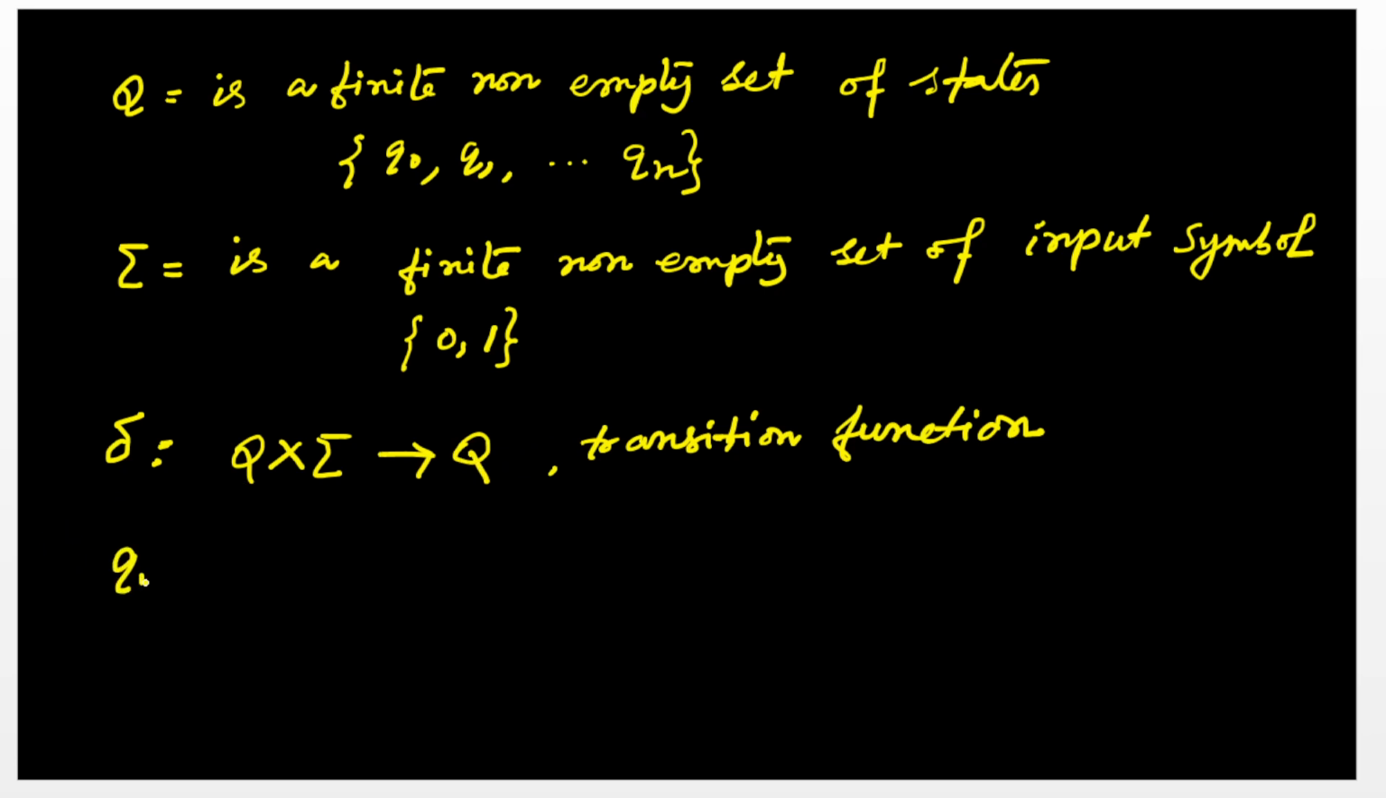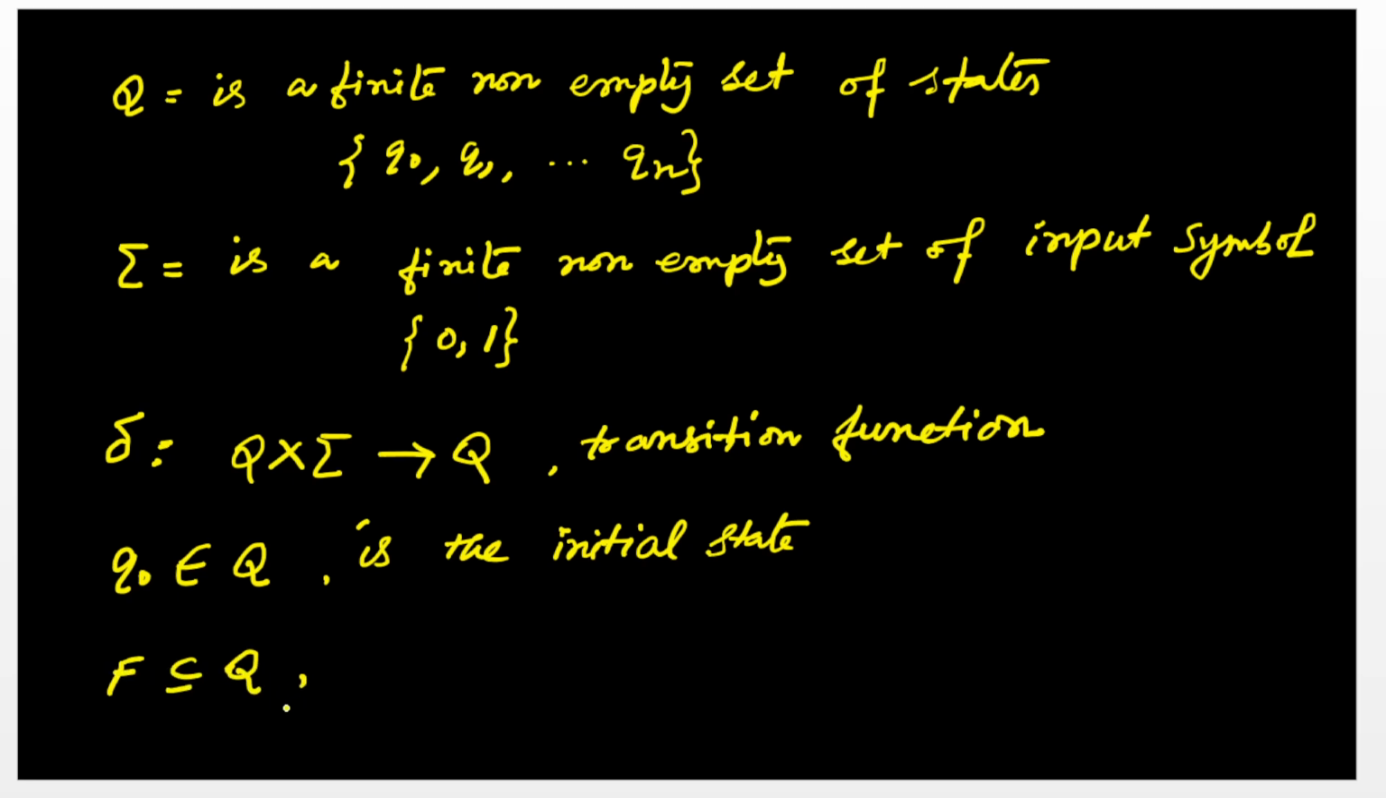Now what is Q naught? Q naught basically belongs to Q, so it is the initial state. And what is F? F is a subset of Q, means it is a set of final states.